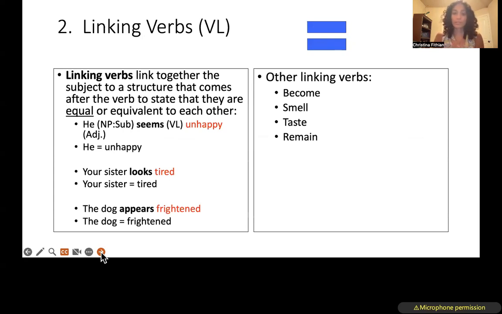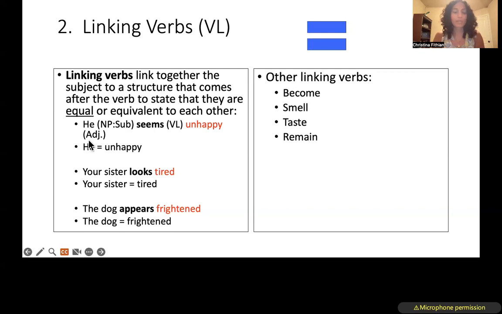Now, let's look at linking verbs. Linking verbs, I put a big equal sign at the top of the screen here because I like to think of a linking verb as basically like an equal sign. Linking verbs link together the subject to whatever structure comes after the verb and states that they're equal to each other or equivalent to each other. Linking verbs just don't really have a lot of meaning by themselves, and they're often kind of difficult to define because they're just really there to just link the subject with whatever comes after the verb.